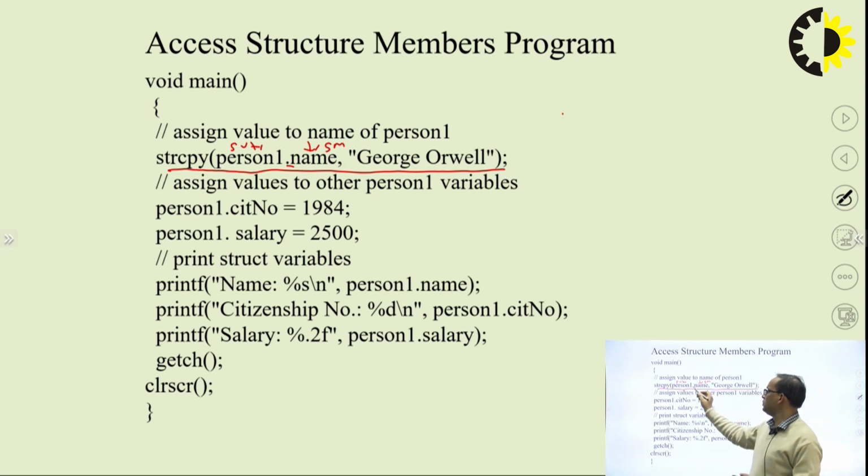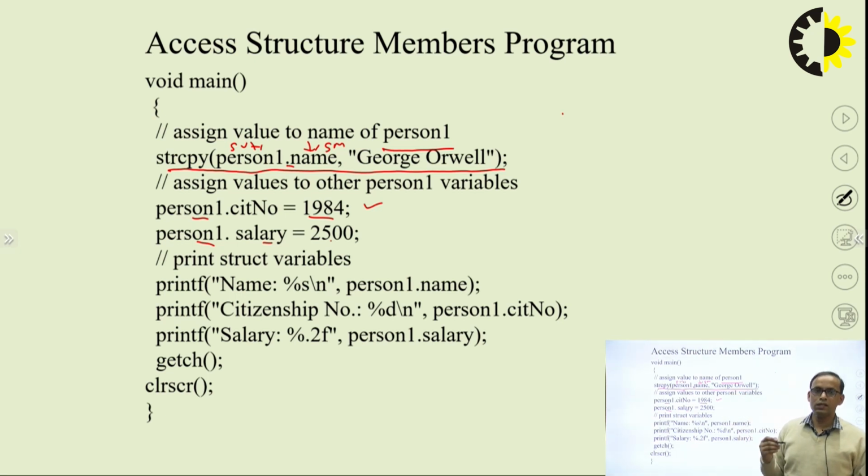Okay, so the first parameter is structure variable dot structure member. It means person1 dot name, and this is the value which we are assigning to this name. Now city number we can initialize directly because it is of integer type. So person1 dot city number value is this, person1 dot salary value is this. In these three steps we are simply assigning the structure members a value, or initializing the structure members with a value.